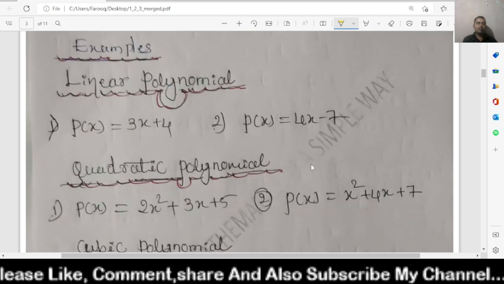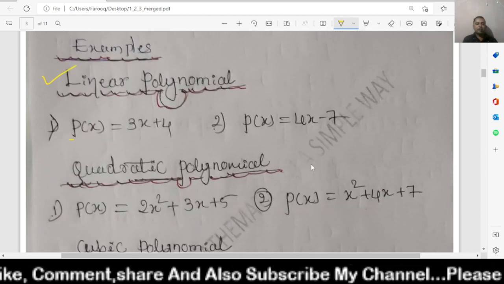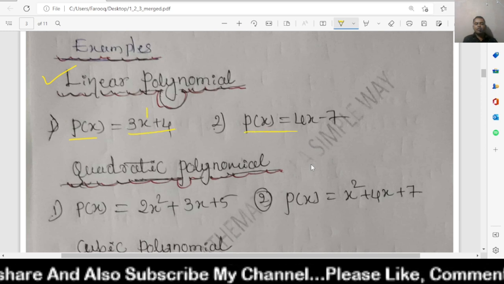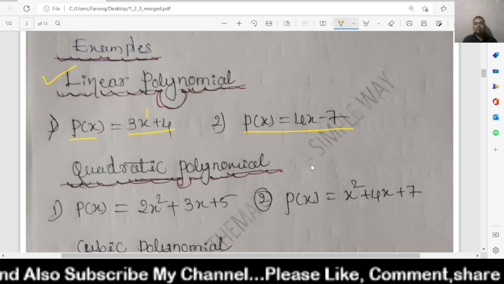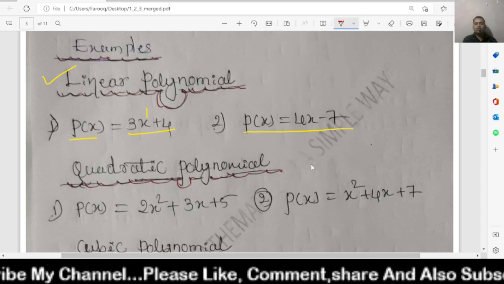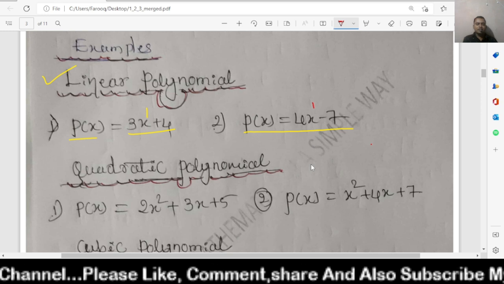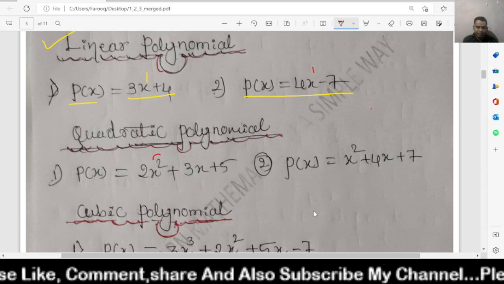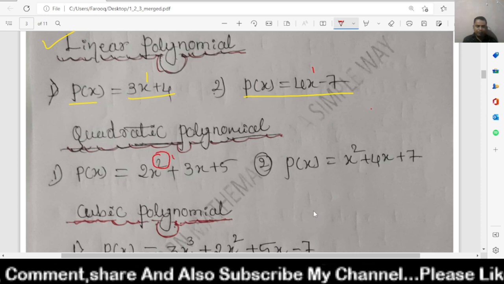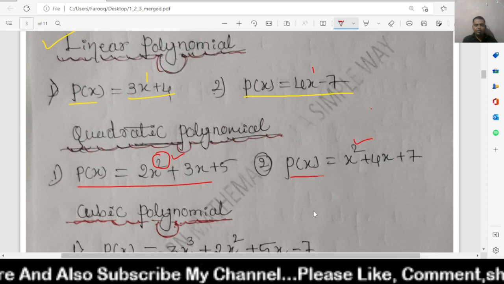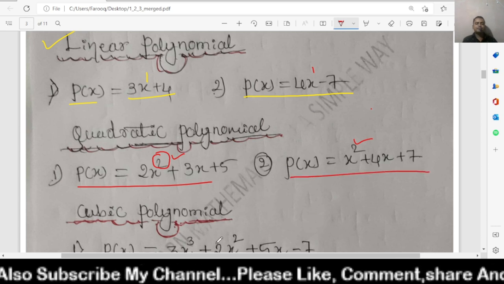See the linear polynomials first. Linear polynomial p of x is equal to 3x plus something; its degree here is 1. p of x is equal to 4x minus 7. इसकी डिग्री भी क्या है यहाँ पर? The degree of this polynomial is also 1. Yes. Quadratic polynomial. See here the degree of this polynomial is 2. It is a quadratic polynomial. The degree here is 2. It is a quadratic polynomial.